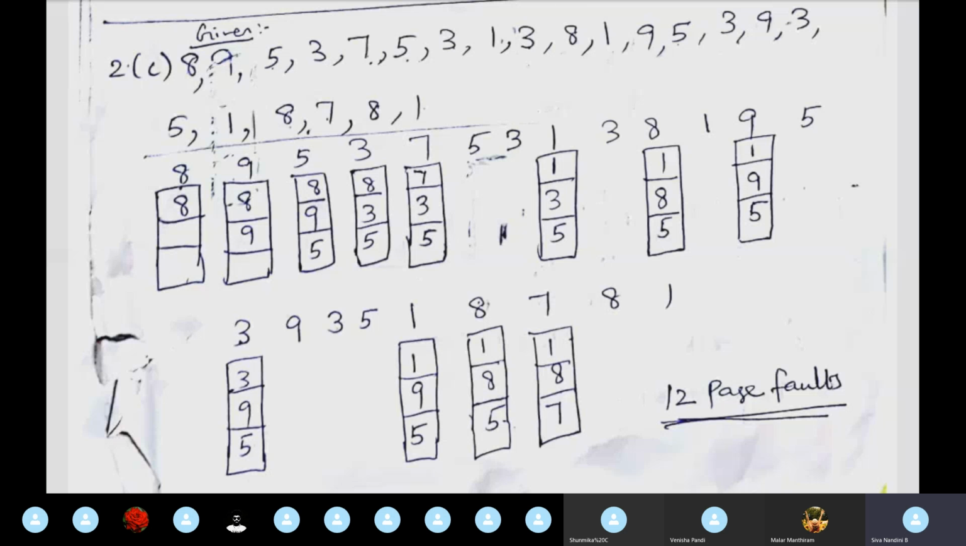And after this 9 in the reference string, we are having 3. This 3 is also available in the frame, so no need for page replacement. Then after this 3, we are having 5. This 5 is also available in the frame. No need for replacement. And after this 5, we are having 1.